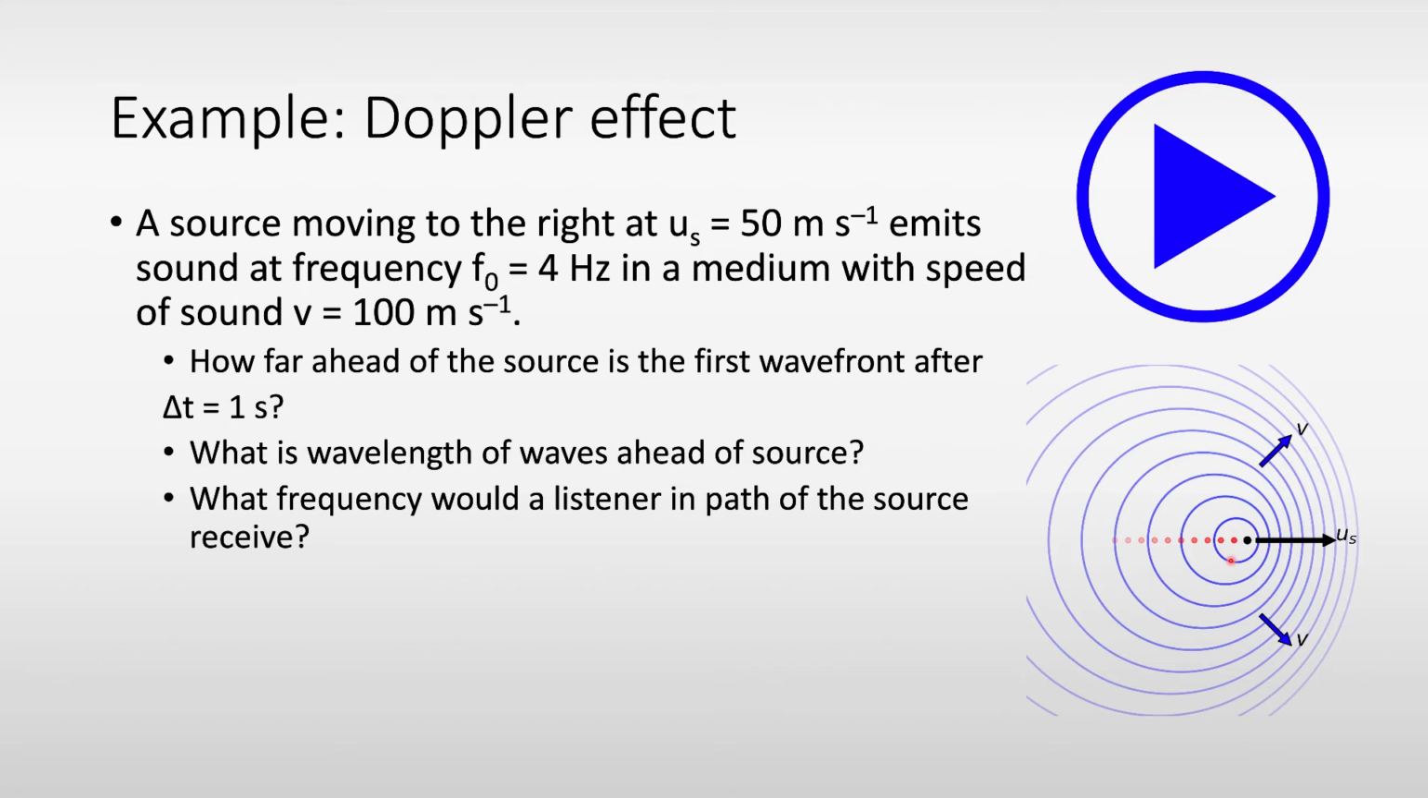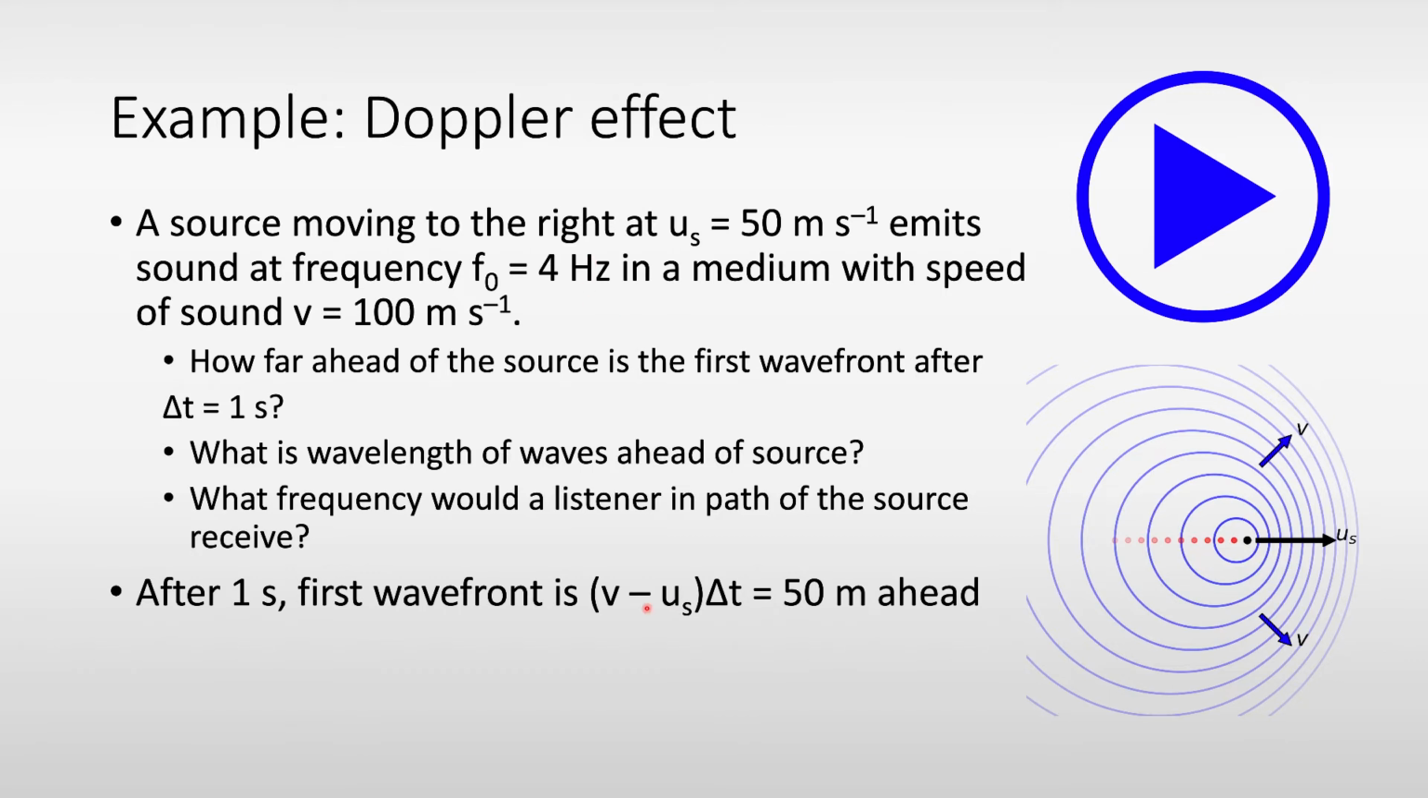Okay, so there are a number of ways of solving this problem, but if we remember the previous example, we said that after being emitted, that first wave had travelled 100 meters. Okay, but how far has the source moved in that time? The source in this instance will have moved the time times its speed, 50 meters per second, so it will have moved 50 meters. So we would expect the first wave to only be 50 meters ahead of the source after 1 second. We can also calculate it by finding the difference between the two speeds. So the difference in the speeds multiplied by delta t gives us the same answer.